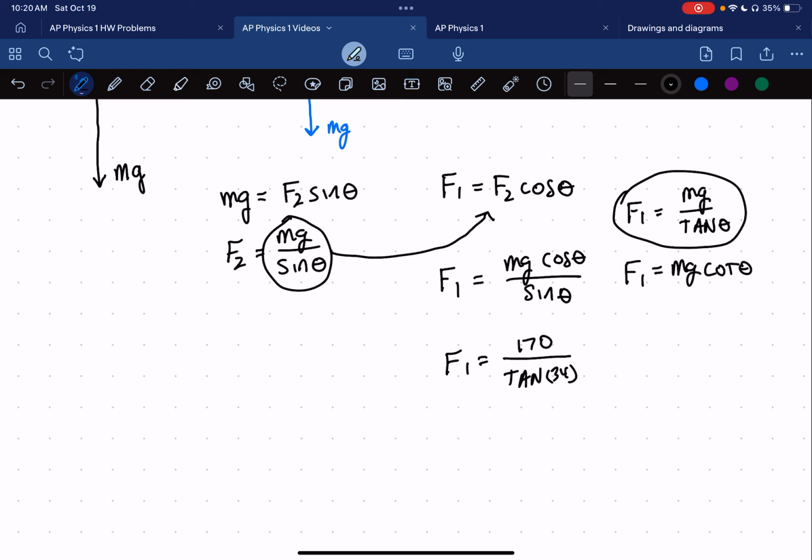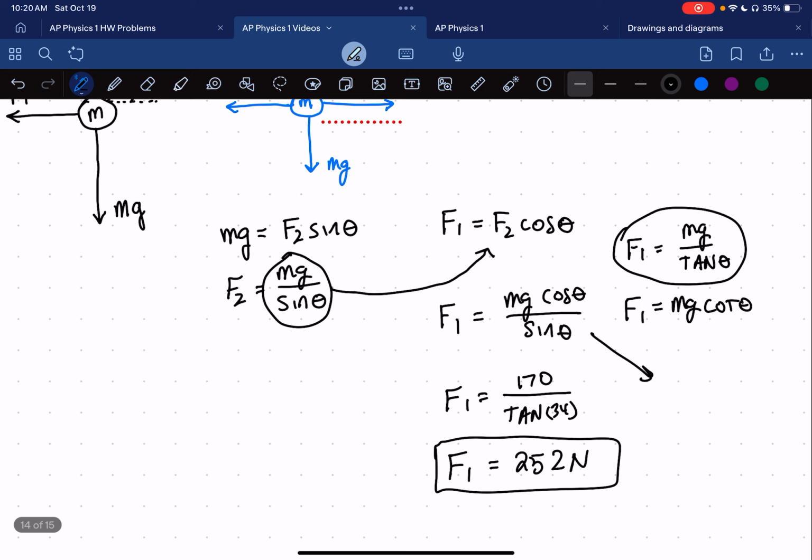One 170 over tangent 34 degrees. Cool, we get F1 is equal to 252 newtons. You could have also just plugged in theta into that equation. I just use this one because it's simpler.